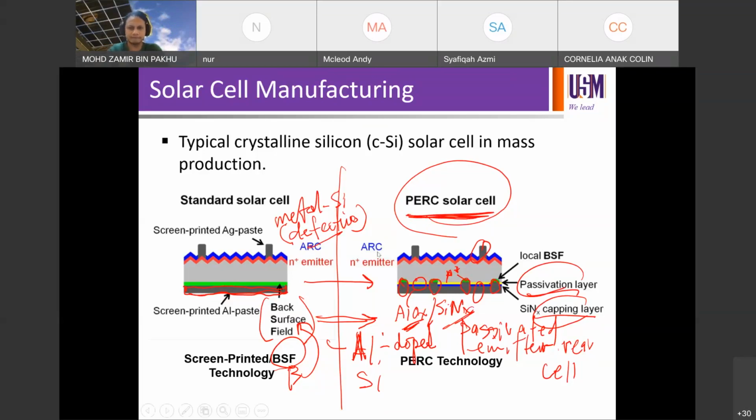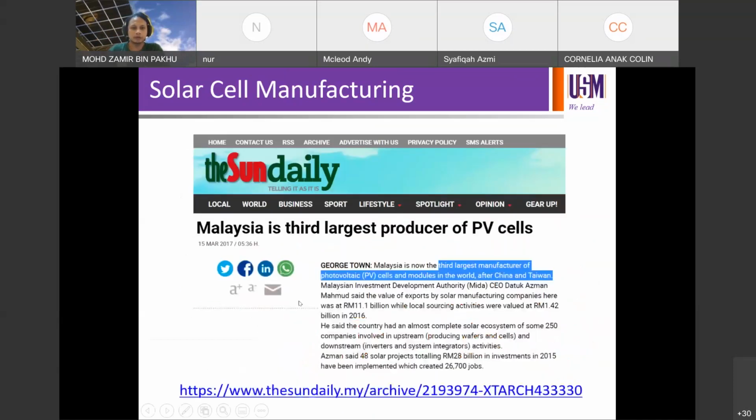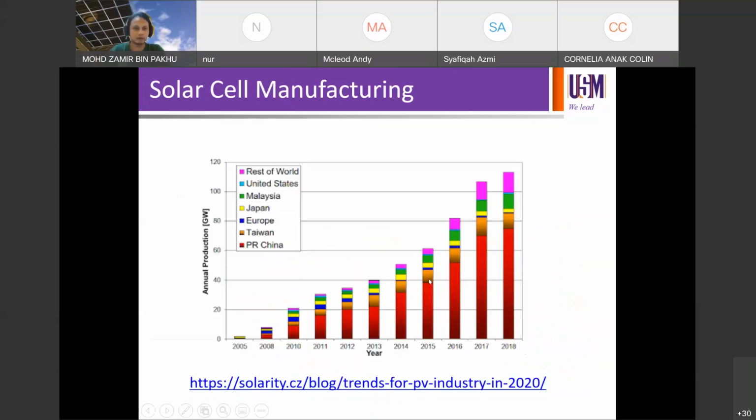And this technology is like 80% of the market now. So of the 90% of the solar technology that we have based on silicon, 80% of the 90% is based on PERC solar cell. And the remaining is heterojunction and so on, right? So I'm just going to stop here about Malaysia as the third largest PV cell.